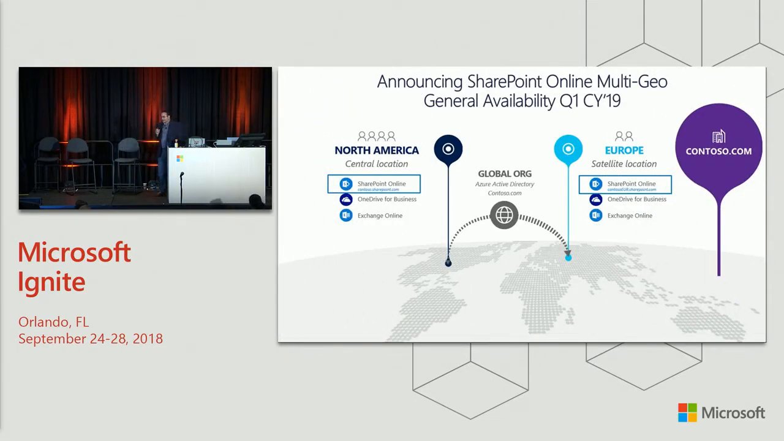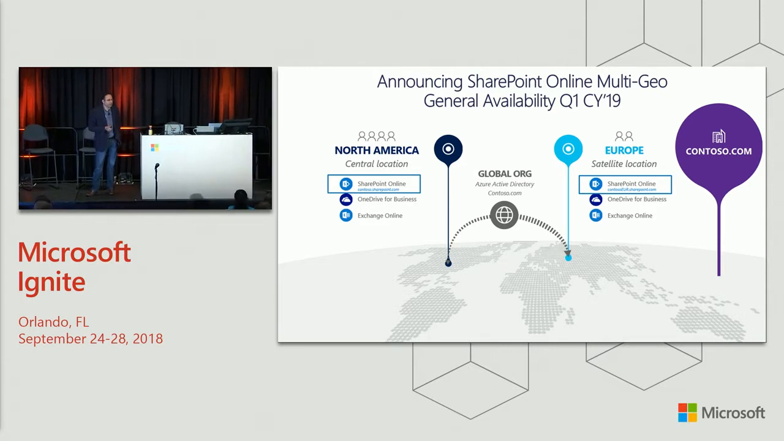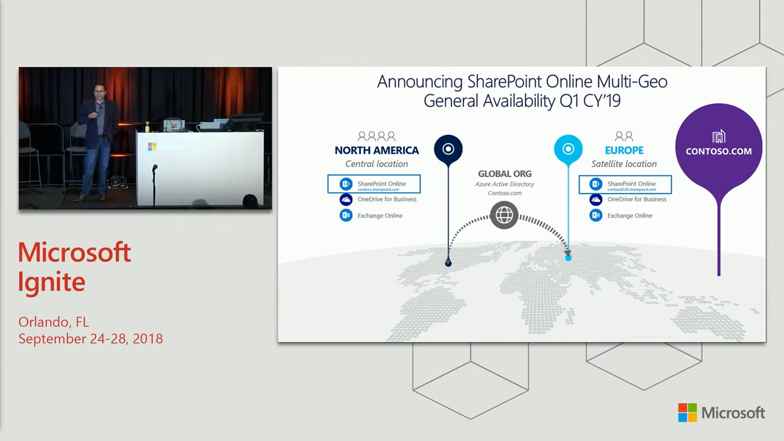SharePoint Online Multi-geo is going to be generally available in Q1 of calendar 19. Now, I've been waiting for multiple years to say this in front of all of you. So we are really privileged to bring this forward for you. And it's going to be in, I would say, general availability fashion in Q1, but preview fashion by end of this calendar year.